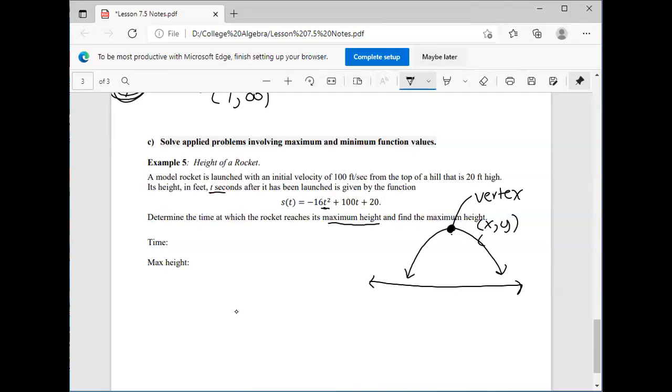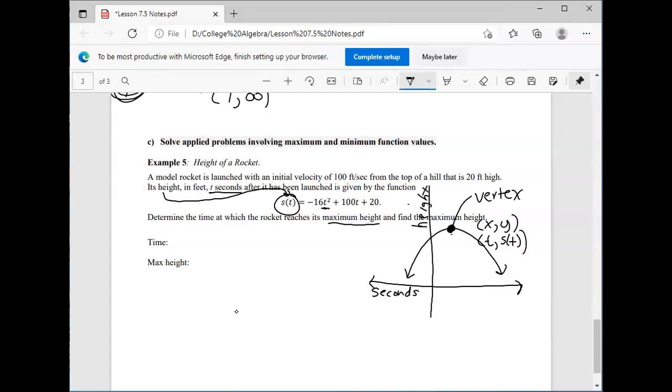So t is in seconds. So this part of the graph is talking about seconds. And then, I don't know, it's going to be somewhere over here. What's your y part talking about? So this is our t. When we find this, it says that this function, its height in feet, t seconds after it has been launched. So this is talking about s sub t is our y. That's our height.